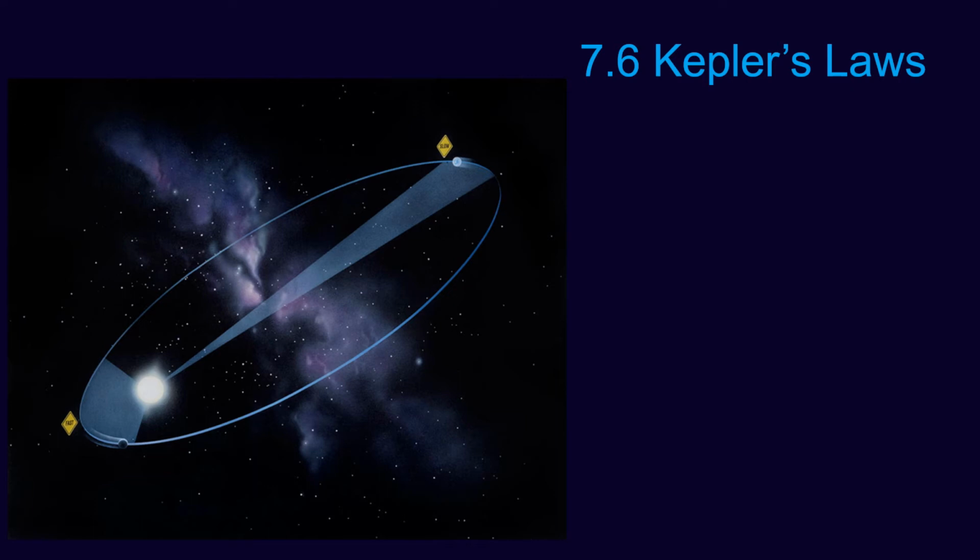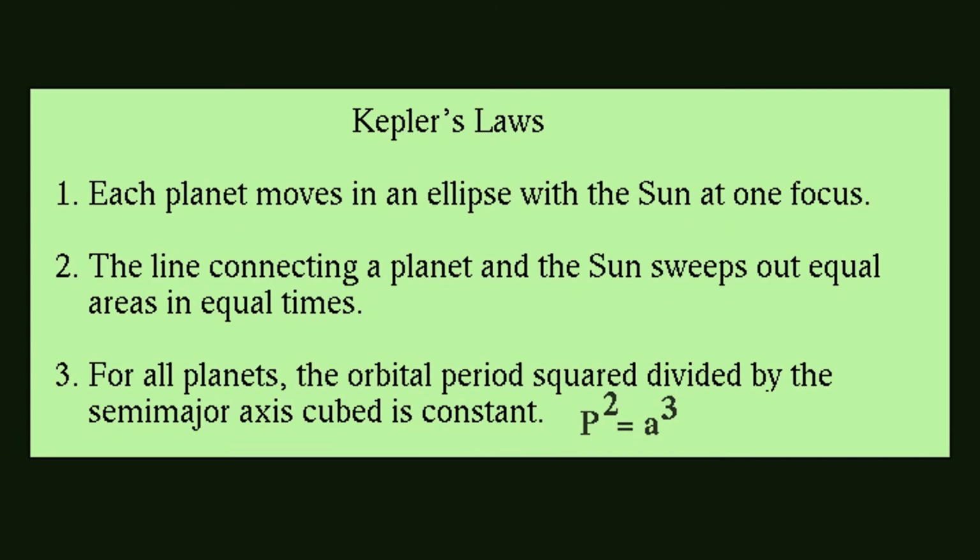Now let's move on to Kepler's laws. There are actually 3 laws. The first law says each planet moves in an ellipse with the sun at one focus. The second is a line connecting a planet and the sun sweeps out equal areas in equal times. And the one that we are going to be majorly concerned with in this part is the third law. For all planets, the orbital period squared divided by the semi-major axis cubed is constant. You have a semi-major axis when you have an elliptical orbit.